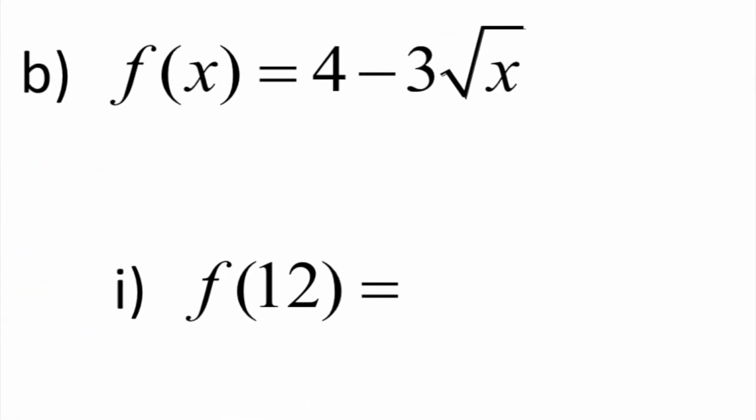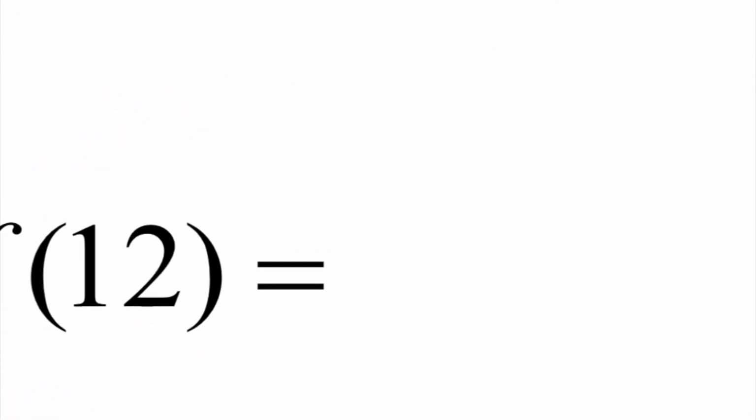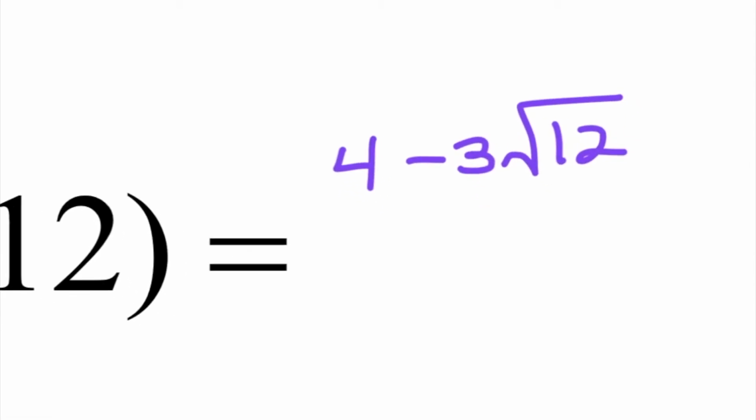Letter B, again, I'm going to substitute the 12 where the x is, so I end up with 4 minus 3 radical 12. And radical 12 is going to be 2 times radical 3.